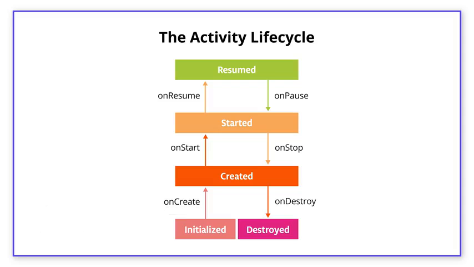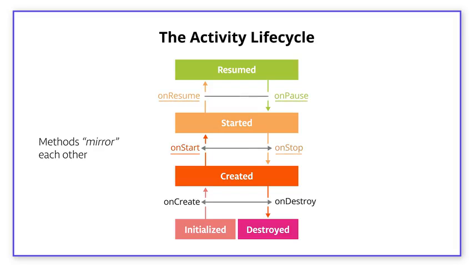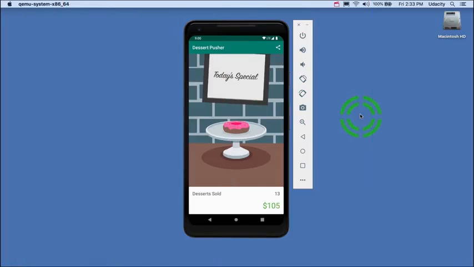Another important thing to notice is how these different callbacks mirror one another. onCreate and onDestroy mirror one another, and they each get called once. In the same way, onStop and onStart, and onPause and onResume mirror each other. Let's explore this a little bit more and understand the difference between onStart and onResume.